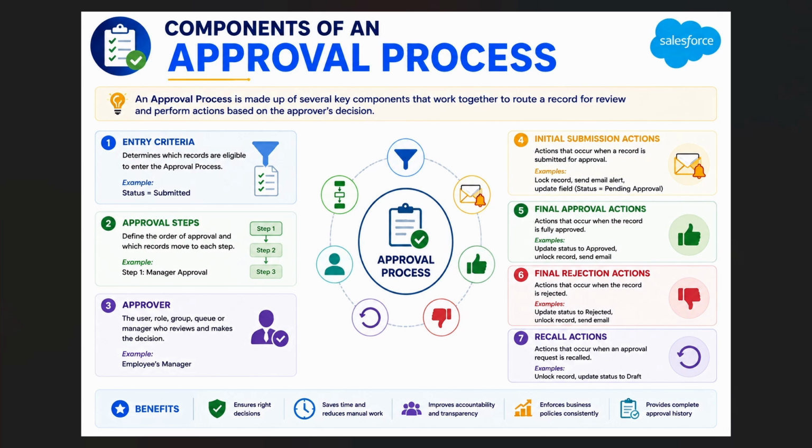Then we have final approval action. These actions happen when the manager approves the request. Like now the status has been approved, then unlock the record or maybe update that field.